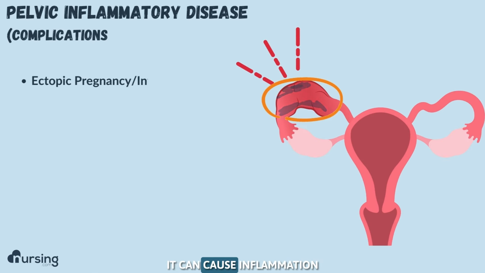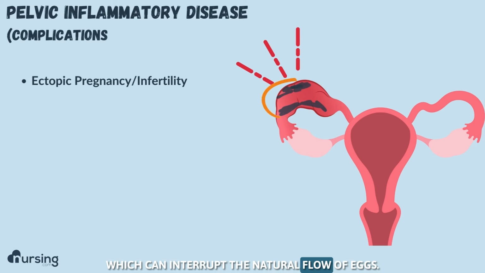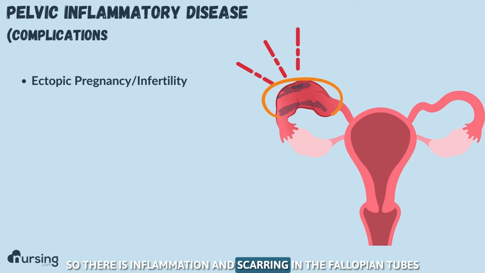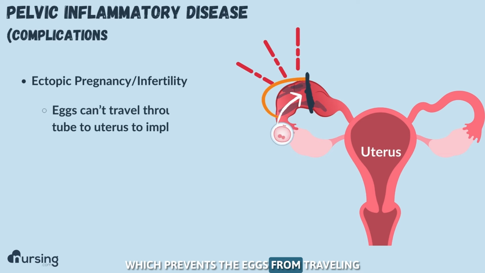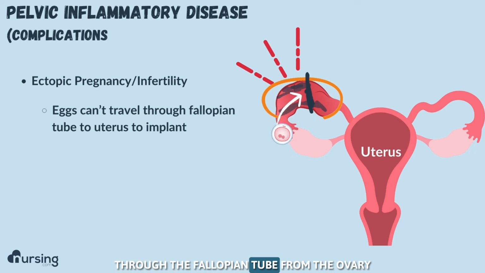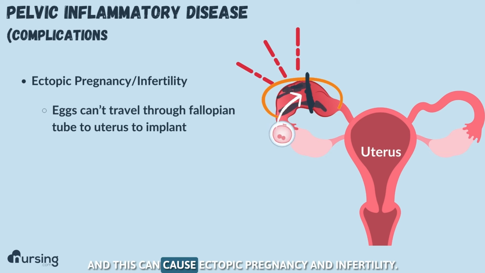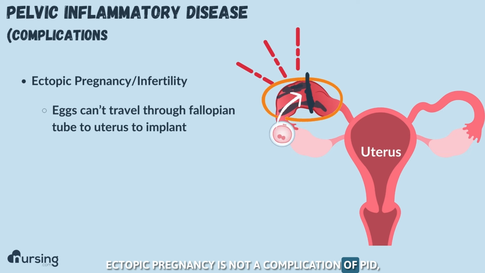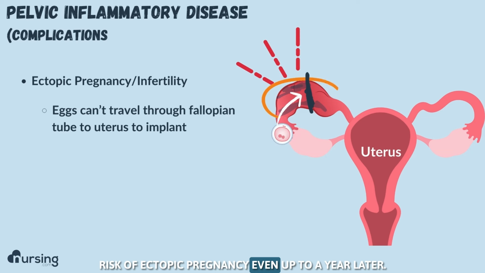With PID, it can cause inflammation and scarring to build up in the fallopian tubes, which can interrupt the natural flow of the eggs. So there is inflammation and scarring in the fallopian tubes, which prevents the eggs from traveling through the fallopian tube from the ovary to the uterus for implantation, okay? So the egg can get stuck in the fallopian tube, and this can cause ectopic pregnancy and infertility. Ectopic pregnancy is not a complication of PID, but having PID puts patients at a higher risk of ectopic pregnancy, even up to a year later.